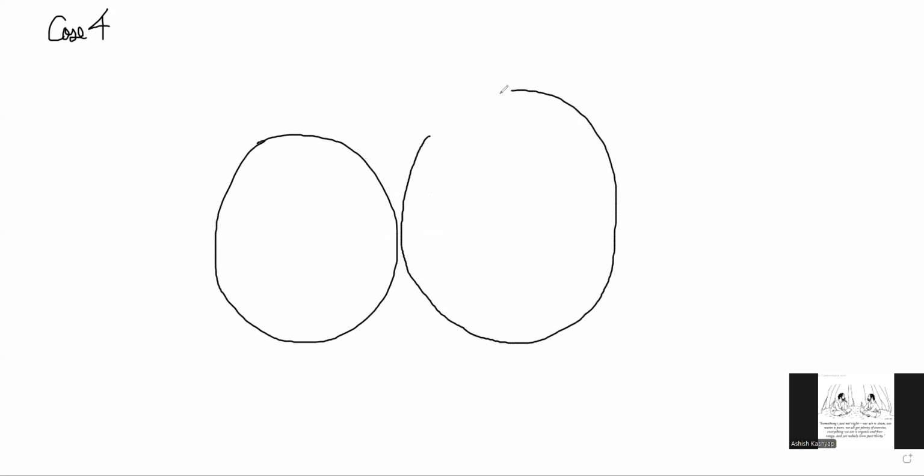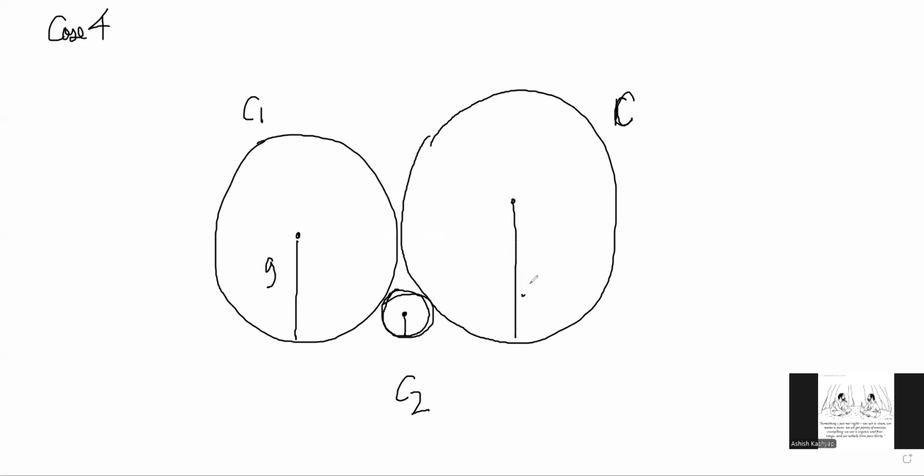Okay, I will draw a slightly better figure. I have a circle here. I have to make a big circle C here. It touches this, and I have to make a smaller circle C2 here. So this is C1, this is C2, and this is C. The radius of this is 9, the radius of this is 4, and the radius of this is R. And let's label the points A, B, C here.